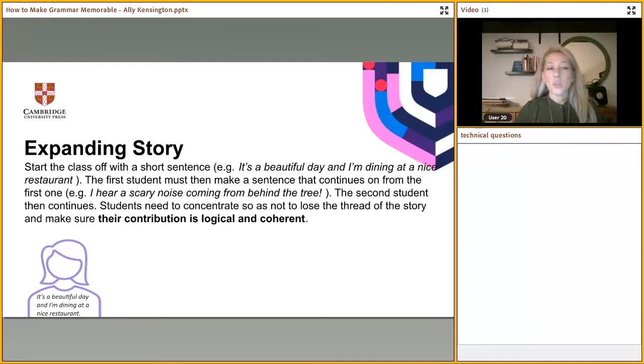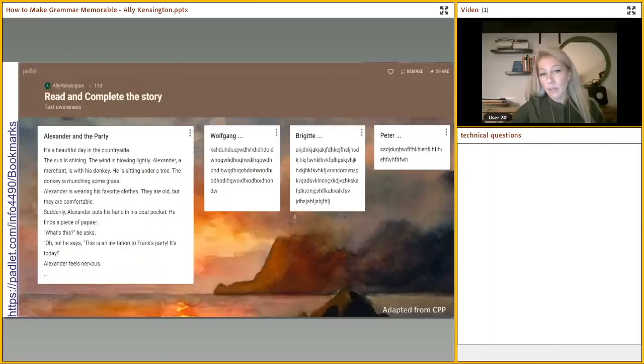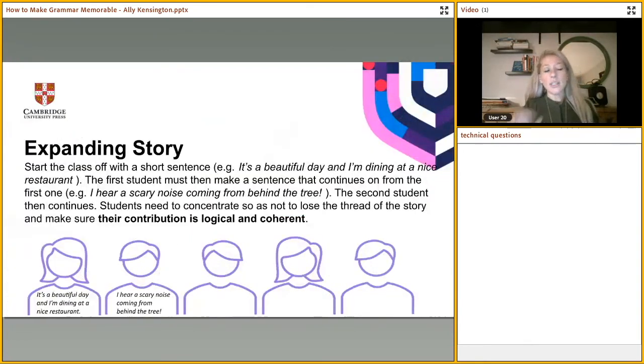Okay. The first student must then make a sentence that continues on from the first one. For example, I hear a scream, I hear a scary noise coming from behind a tree. Okay. And the second student then continues. Students need to concentrate so as not to lose the thread of the story and make sure their contribution is logical and coherent. So I've done this again with a lot of students, even with online teaching.